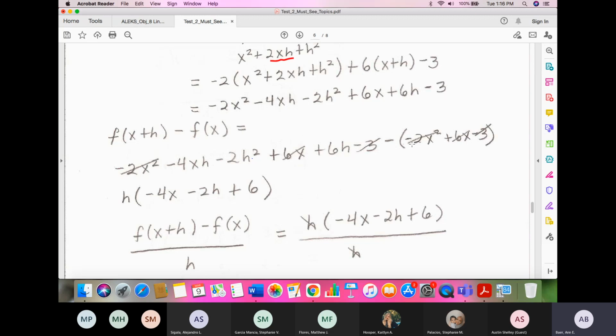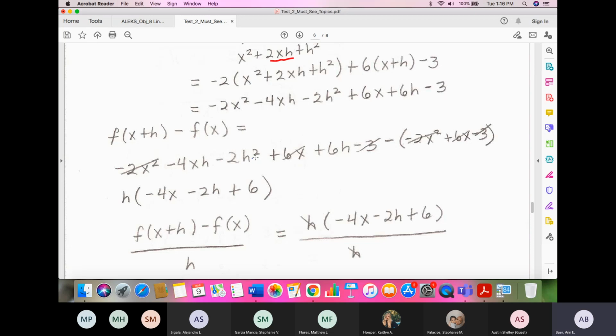This is negative times negative, which is a positive 2x squared. So we have positive 2x squared, but way back here we have minus 2x squared. So positive 2x squared minus 2x squared cancel. So I canceled all of those. So what's left? What's left is this term, and this term. Note that this term has an h in it.